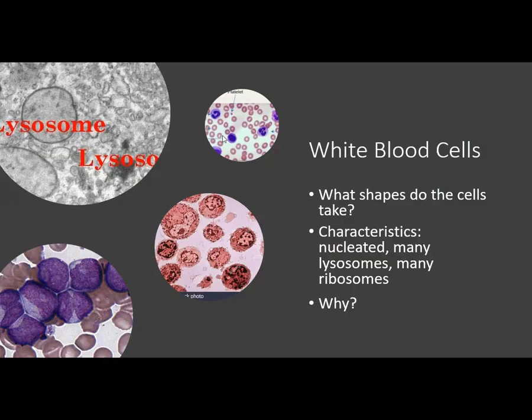Then we have white blood cells. Now, white blood cells are your immune system. Their characteristics are nucleated, many lysosomes. If you remember, lysosomes are the garbage man of the cell. They have lots of enzymes inside of them to break down things that are unwanted. And they also have many ribosomes, these white blood cells. Why do you think that is? Again, pause this video and write down why.